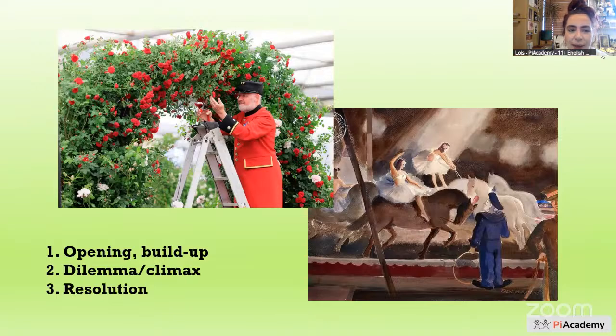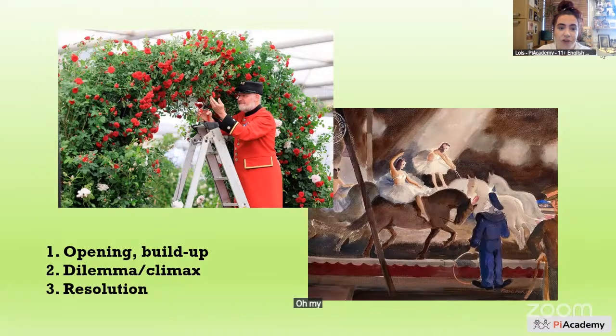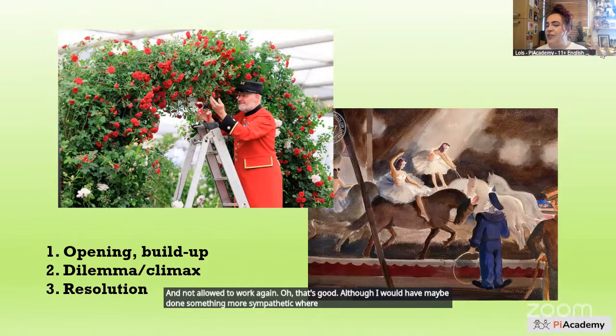What else have we got here? Okay, let's see. Ion. The flower cutter is starting to cut down blooming red flowers. When people think he's cutting the flowers, he's actually trying to steal some from his wife. Oh my goodness. A critic notices and complains to the head of command. Soon the flower cutter is kicked out and not allowed to work again. Oh, that's good. Although I would maybe have done something more sympathetic, where when we realize that he's doing that for his wife, maybe they do allow him to do that.